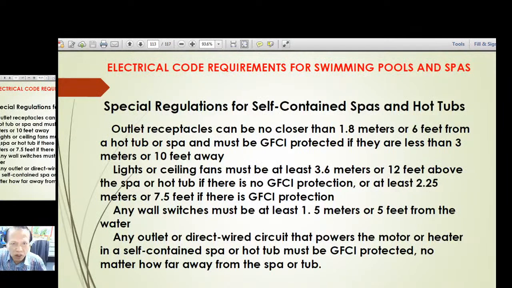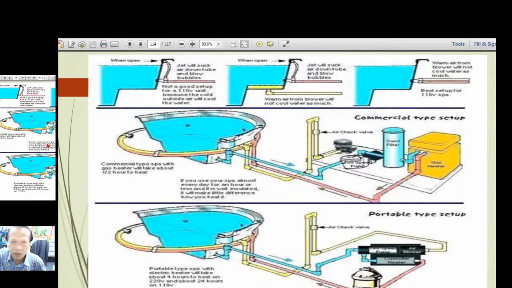Okay, special regulations for self-contained spas and hot tubs. Outlet receptacles can be no closer than 1.8 meters or 6 feet from the hot tub, and likewise ceiling lights, fans, and so on. So when you're designing, just follow these requirements. And here are schematics showing the system, the piping. Any metallic pipe and metallic part here must be grounded.